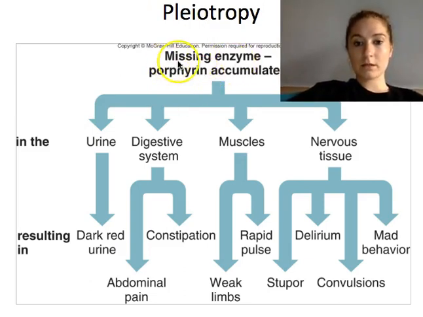So this is a little tree of how this happens. If there's a missing enzyme, the porphyrin accumulates, and then this can result. With the missing enzyme, your urine can turn dark red. If it's missing in the digestive system, it can result in constipation, abdominal pain, and so on.